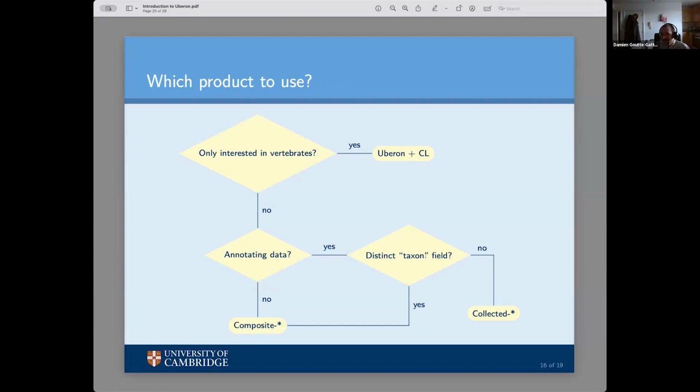So overall, the key takeaway here is that for most purposes, I believe you should rather use collected metazoan rather than composite metazoan, unless you know precisely what you're doing and you know that the terms that are removed from the composite ontologies to make them slightly easier to navigate, you will not miss those terms for your specific purpose.